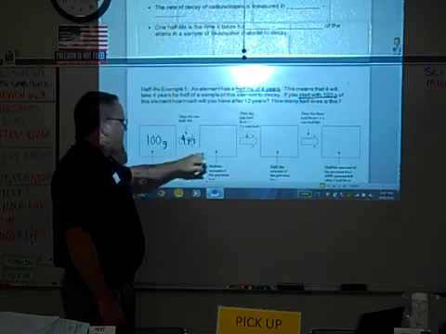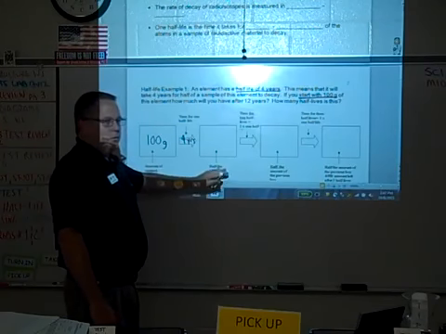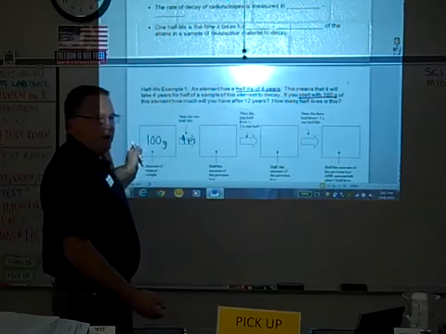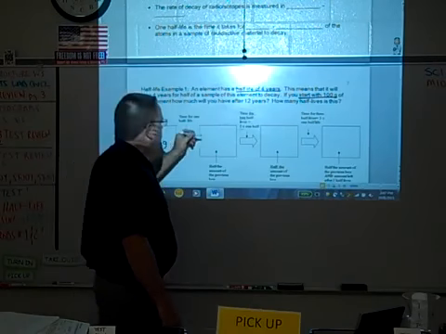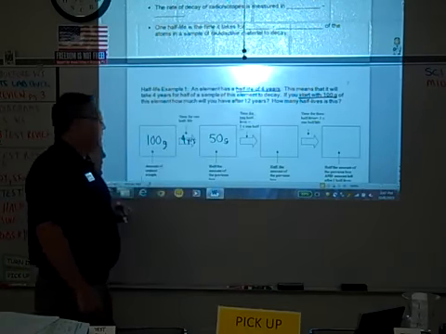The next step is half of the amount from the previous box. Well, the previous box would be this one to the left that has 100 grams. So we all know that half of 100 is going to be 50. Put your unit, 50 grams.